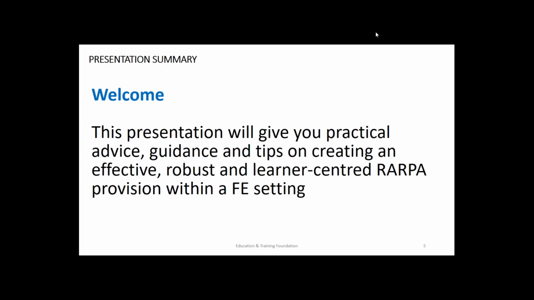So hopefully by the end of today, you will have advice, guidance, and help on creating some practical tips to give yourselves an effective, robust, and learner-centered provision for RARPA within an FE setting. I'd like to emphasize the learner-centered part, because this really is the key to RARPA success. It really is the key to learner success and learner progress, and there will be a lot of focus on this as we go along.